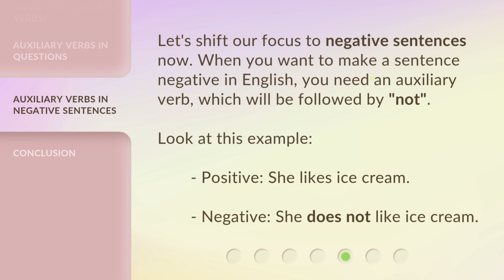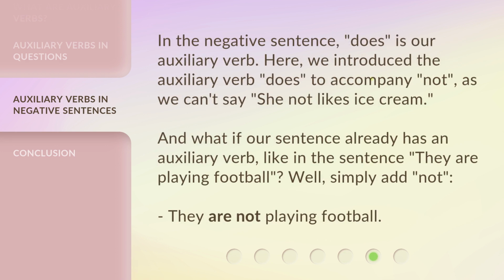Let's shift our focus to negative sentences now. When you want to make a sentence negative in English, you need an auxiliary verb, which will be followed by not. Look at this example. Positive: She likes ice cream. Negative: She does not like ice cream. In the negative sentence, does is our auxiliary verb. Here, we introduce the auxiliary verb, does, to accompany not, as we can't say, she not likes ice cream.